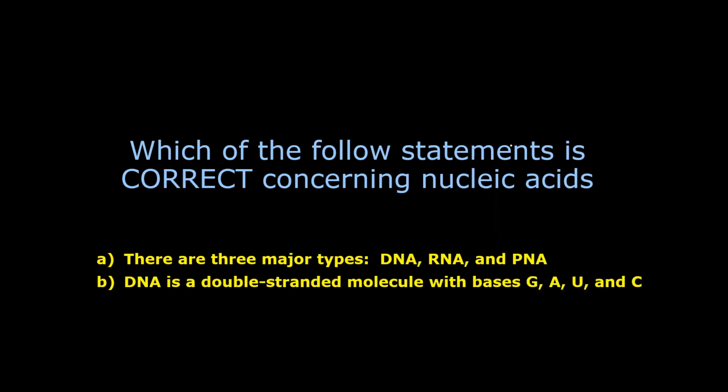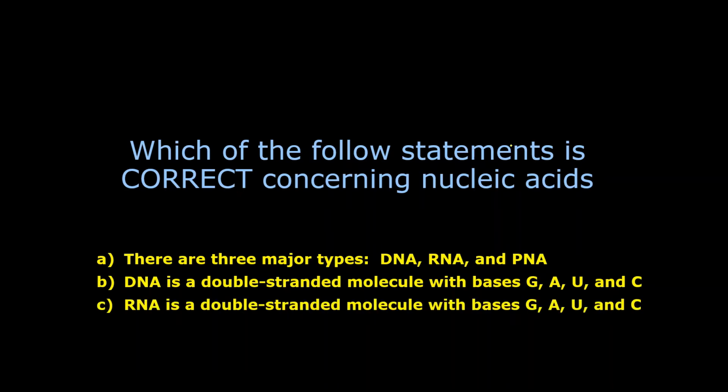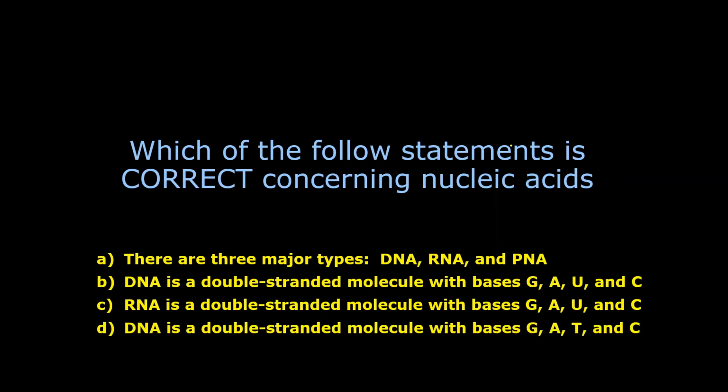DNA is a double-stranded molecule with bases G, A, U, and C. All of that is correct except for the letter U. We know we only find a T in DNA. The U is found in RNA, so that's not correct. It's almost correct. RNA is double-stranded. Well, we can stop right there because we know RNA is not double-stranded. It's single. They got the bases right, GAUC, but it's only single-stranded, one backbone.